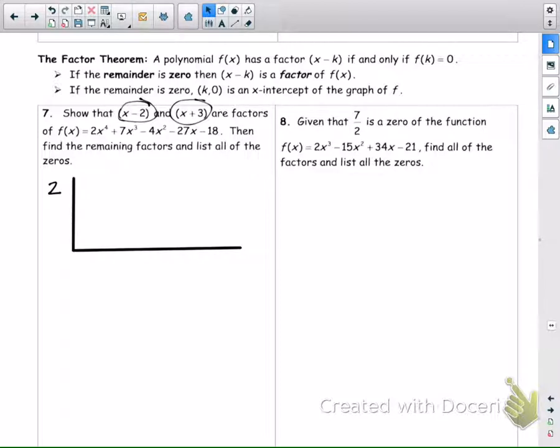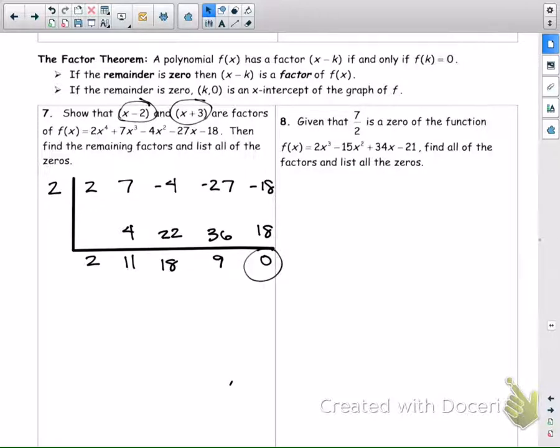So when I set this one up, I don't have anything to skip here with my zeros. So I'm going to go ahead and put in my 2, 7, -4, -27, and -18. This is a lovely long one to divide here. And we'll do our synthetic division real quick. Now notice what happens when they tell me something is a factor or it is a 0. What do we get for a remainder? 0. That will always happen for those.